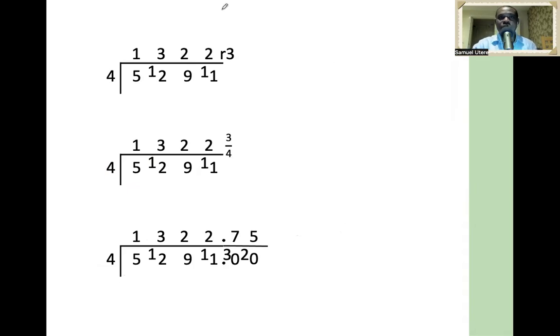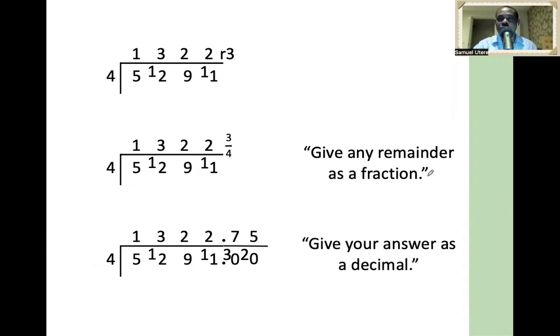Answer is 1322.75. So we can write this calculation in different ways. But how do we know how to write it? So sometimes we'll be asked to give any remainder that we have from our calculation as a fraction, or sometimes we'll be asked to give our answer as a decimal. So it depends on what you're asked to do. That will determine how you express your answer. But you now know how it works and why we do what we do.